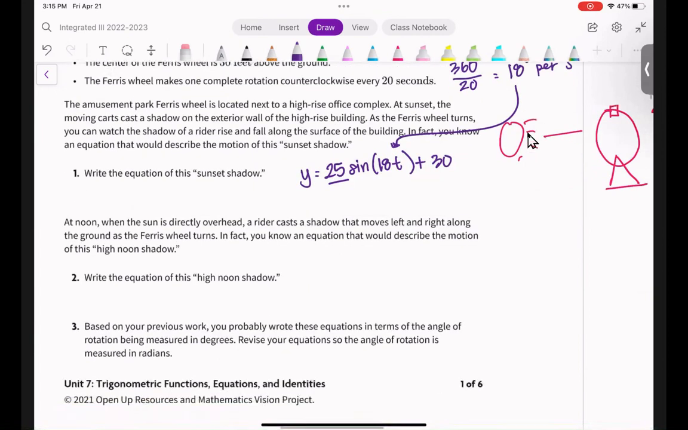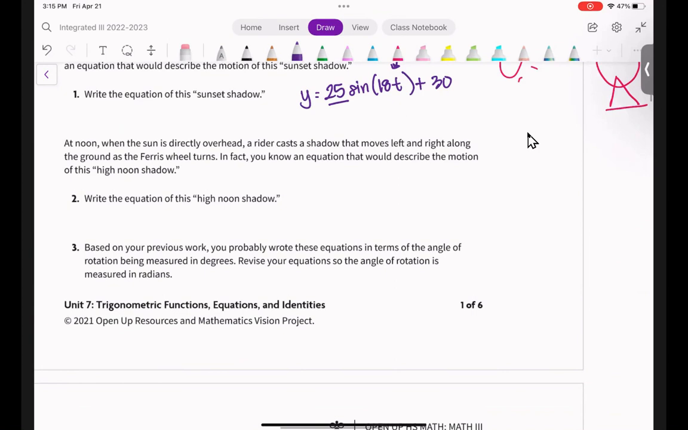So similarly, it says at noon, when the sun is directly overhead, a rider casts a shadow that moves left and right along the ground of the Ferris wheel. And this is how, remember, this is when you would draw the cosine of this. So it's going to look exactly the same. Y equals 25 cosine 18t plus 0, because it was on the ground, right? So there was no up and down.